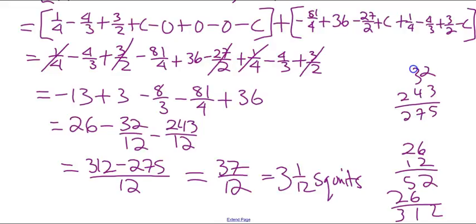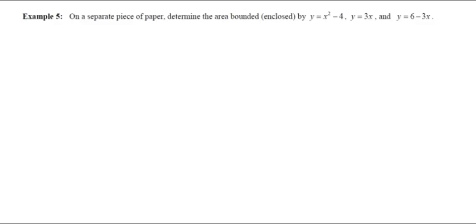Example 5. Get out a separate piece of paper, because you're going to need one full sheet. And we were not about to photocopy a blank page for you, so. Determine the area bounded, enclosed by y equals x squared minus 4, y equals 3x, and y equals 6 minus 3x. Okay, what's the starting point? Get a piece of paper, that's number 1.